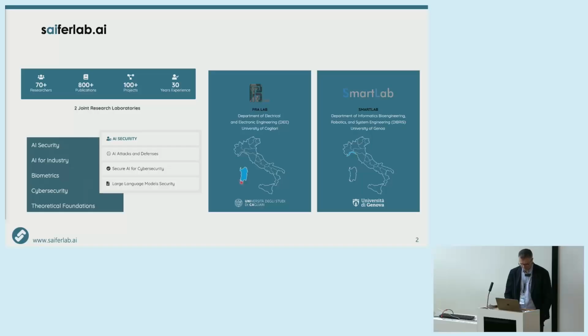Okay, so the university is placed here in the south of Sardinia, and we have a joint lab with the University of Genova, which is in the north part of Italy. We are more than 70 people, roughly 40, 50 in Cagliari, and the rest in Genova. As you see, the lab covers different topics: AI security, AI for industry, biometrics, and cybersecurity.